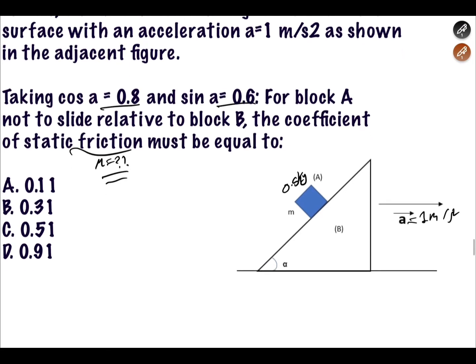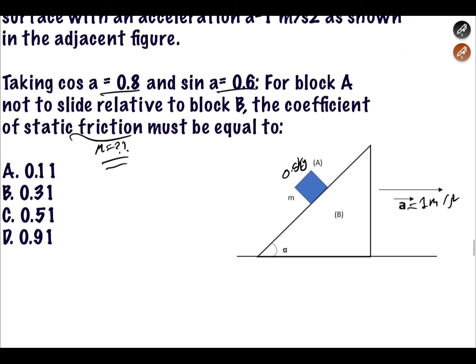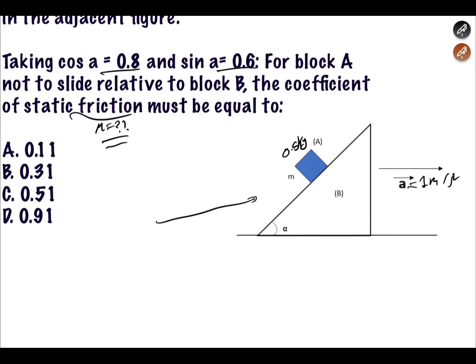Block m, small m, which is block A, is located on an inclined plane B, which is moving with a constant acceleration a. That means we are talking about block A being present in an accelerated frame of reference. When we speak about such topic, refer to the introductory video that I spoke about.